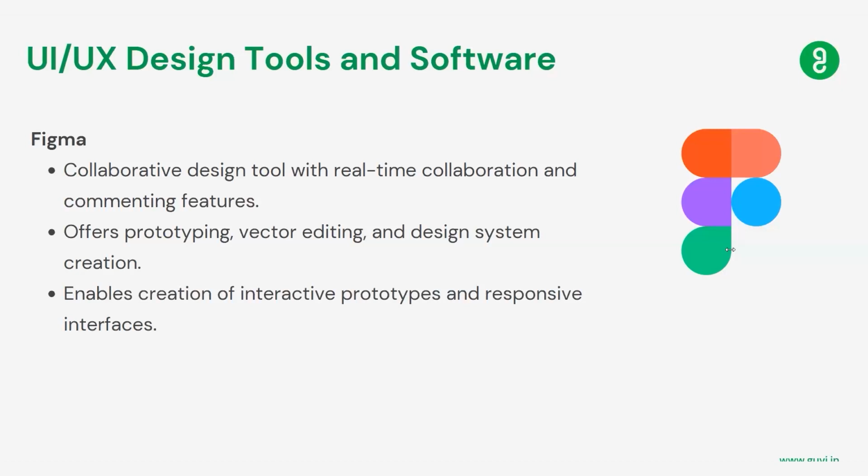With Figma, designers can easily create interactive prototypes and design responsive interfaces for various screen sizes, like for mobile phone, tablet, and websites, the desktop. And the benefit of Figma is, as I told you, that this is a collaborative tool. Figma's real-time collaboration features enable designers to work together seamlessly, fostering teamwork and efficiency. Second one is prototyping. The prototyping capabilities of Figma empower designers to create interactive prototypes, enabling stakeholders to experience the design flow and interactions.